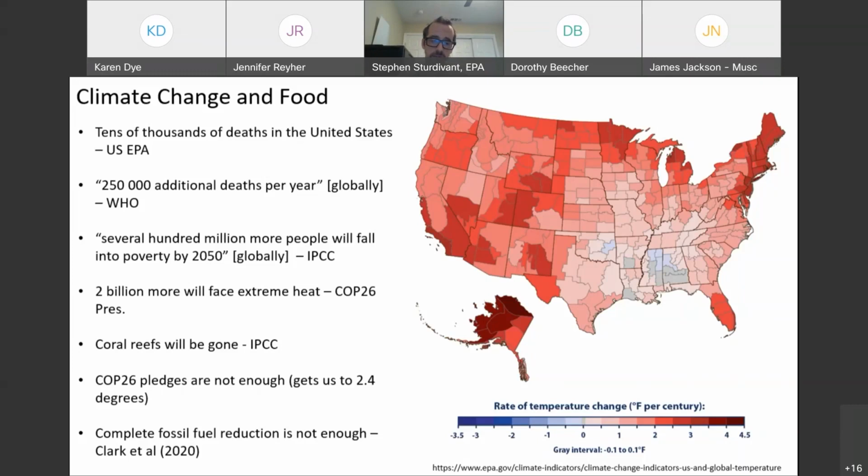And here's the kicker: even if we completely eliminated fossil fuel use entirely, it would still not be enough to get us to 1.5 degrees. Our food system emissions alone would use up the entire carbon budget to keep us under 1.5 degrees. So our food choices play an important role, as well as fossil fuels.